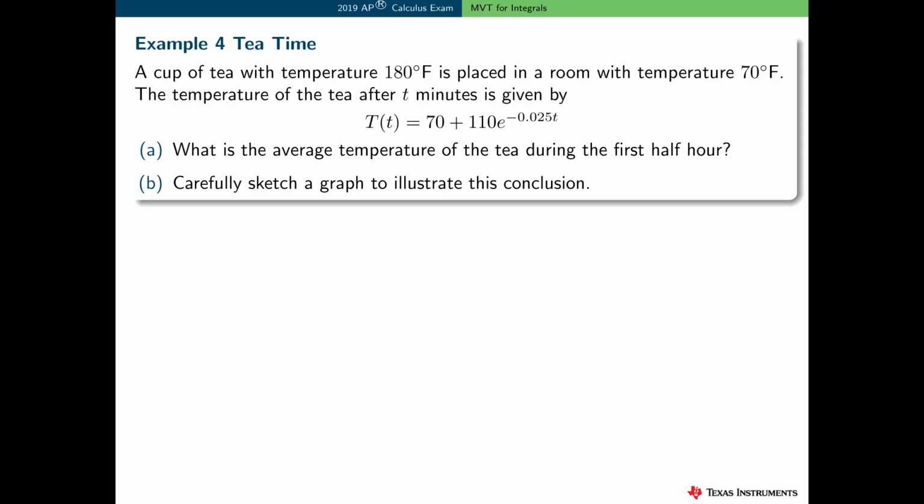And here's one more example for you to consider. A cup of tea with temperature 180 degrees Fahrenheit is placed in a room with temperature 70 degrees. The temperature of the tea after t minutes is given by this function capital T. Find the average temperature of the tea during the first half hour, and carefully sketch a graph to illustrate this result.